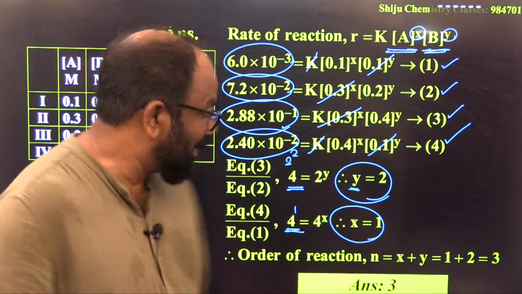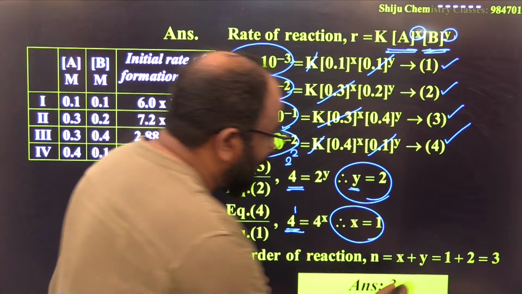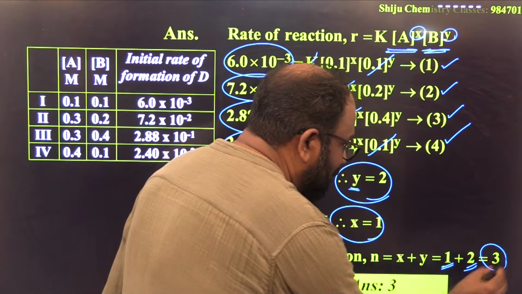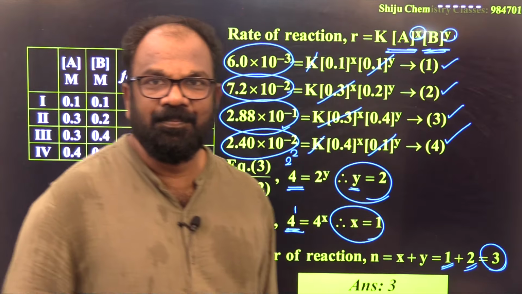We know the order of reaction n is equal to x plus y. Here x is equal to 1 and y is equal to 2. Therefore, order of reaction is 3. So here the answer is 3.